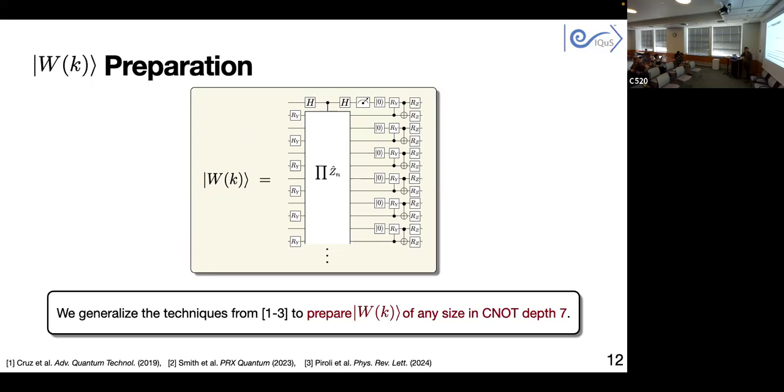We use techniques from these three papers to prepare this W of k state, which is a generalization of the W state that people normally work with. And we prepare it in a fixed depth of 7. Here I have a cartoon of how this circuit works. I'm not going to go into the details, but the main important thing is that this circuit uses measurement and feed forward to prepare this in a fixed depth. By doing that, you can really spread correlations throughout your wave packet using classical communication, and that allows us to prepare these wave packets in a depth that does not scale with their size.